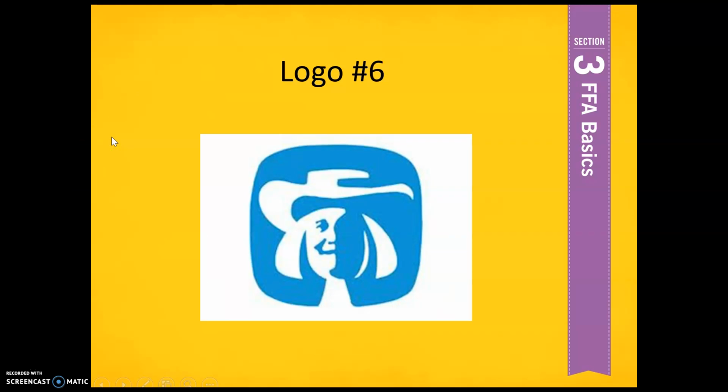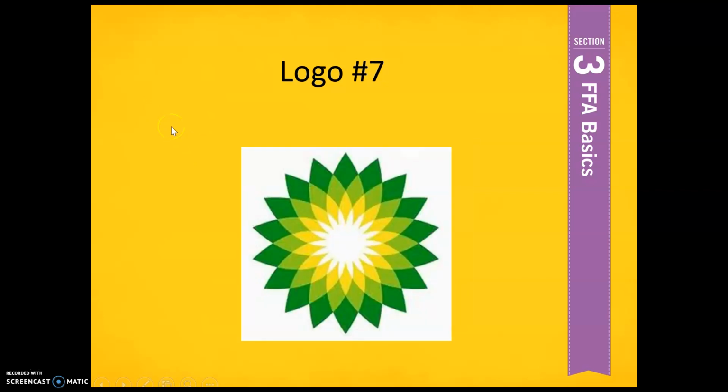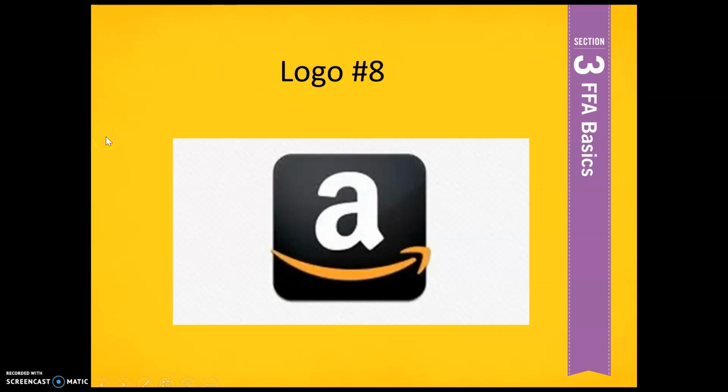Number 6, this was the first one that I thought might be a little tricky for you. Number 6 is actually for Quaker Oats. So if you've ever seen oats or oatmeal at the grocery store, you've probably seen this guy's face on it. Number 7, BP, British Petroleum. It's an oil company. Number 8, another pretty easy one, Amazon.